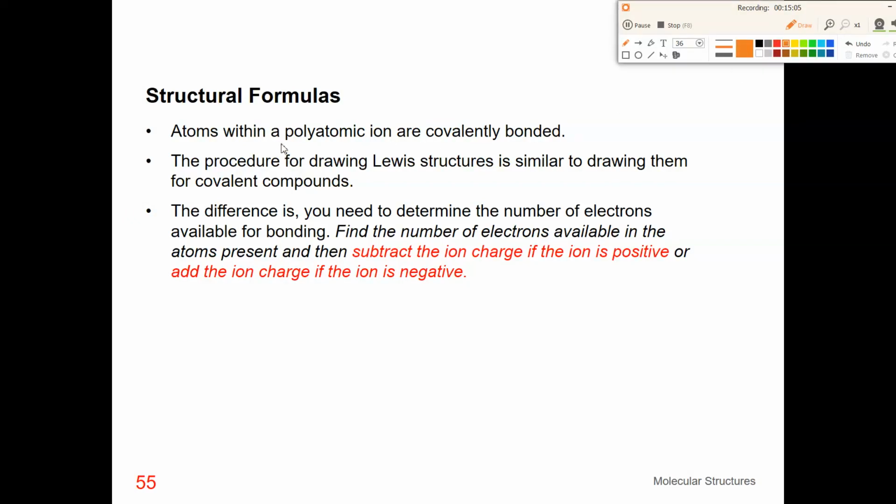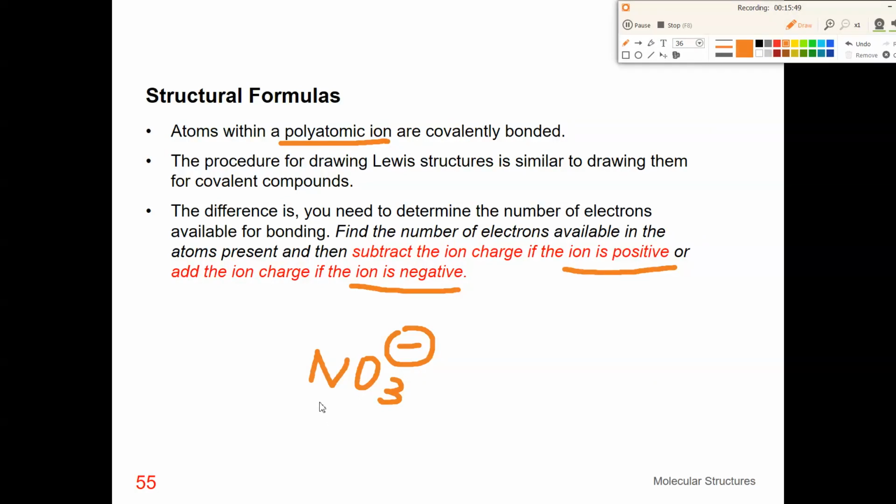So what if we have polyatomic ions, like the nitrate ion? For polyatomic ions, the procedure is similar to when we deal with a neutral atom. However, you need to add the extra electrons to the total number of available valence electrons. For positive ions, cations, you need to subtract. In this case, the nitrate ion is negative, which means there are extra electrons.